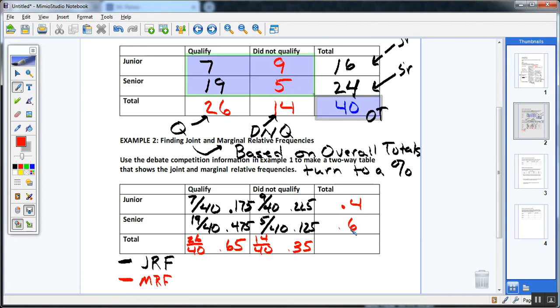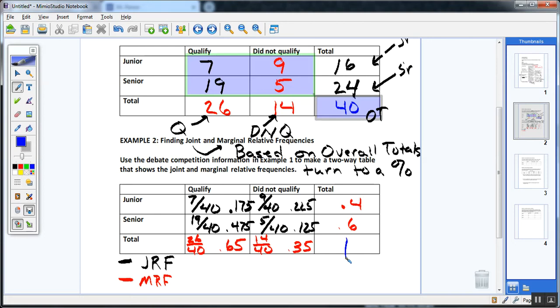What's 0.4 and 0.6 add up to? The overall total is always 1 because of percents. It's 100%. We're talking about 100% of everybody. Your marginal relative frequencies will always add up to 1. Do they add up to 1? Wow, it means we've done something correctly then. Pretty much, we're going to start looking at conditional relative frequencies, but joint relative frequencies and marginal relative frequencies are based on overall totals. Are we good, kiddos? Yes, sir.